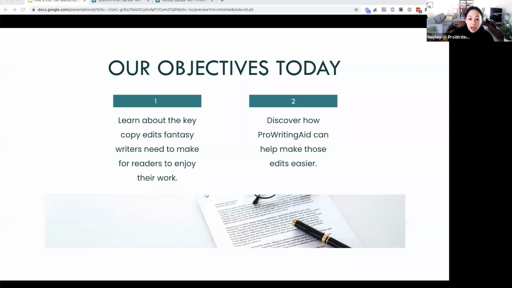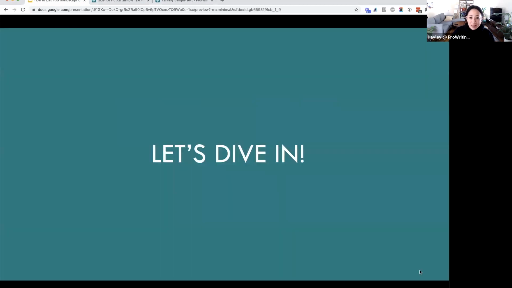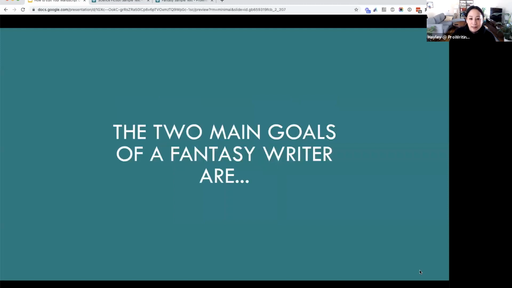We're going to be talking about copy edits that fantasy writers need to make. And then we're also going to be specifically looking at how ProWritingAid can help you make those copy edits. So we're going to be talking about the copy edits you should be making, and then also how ProWritingAid can make it really easy and seamless for you. So with all that being said, let's go ahead and dive in.